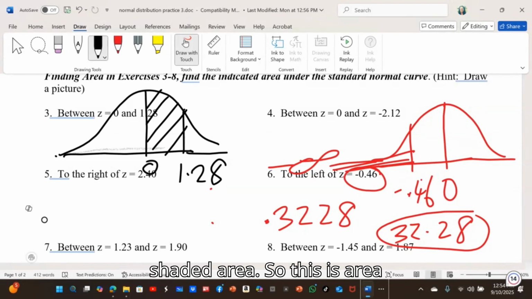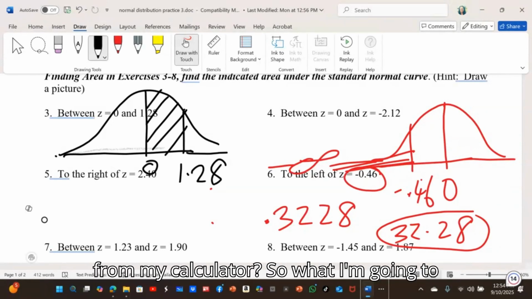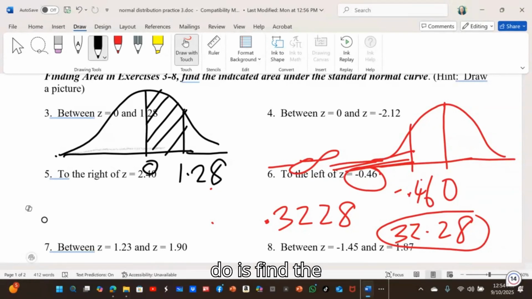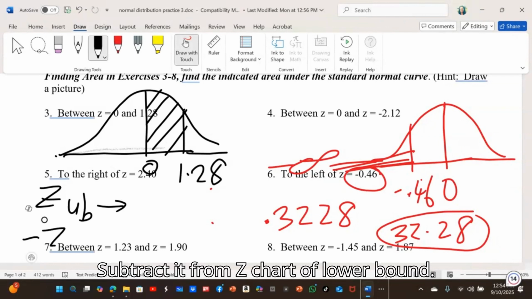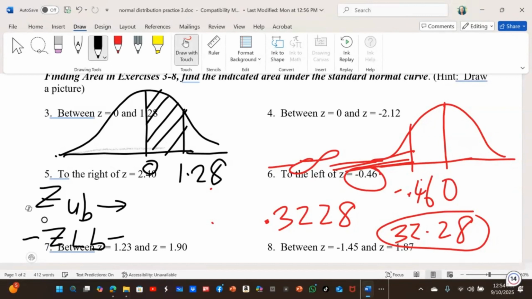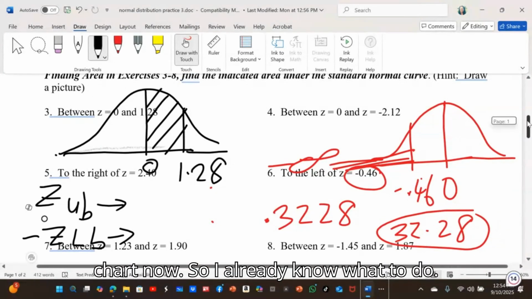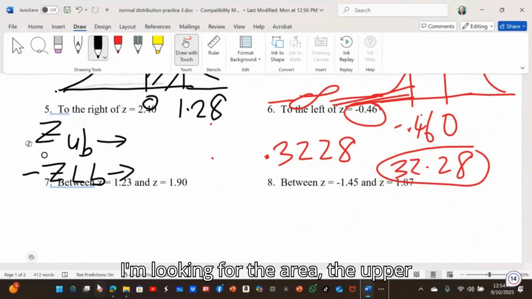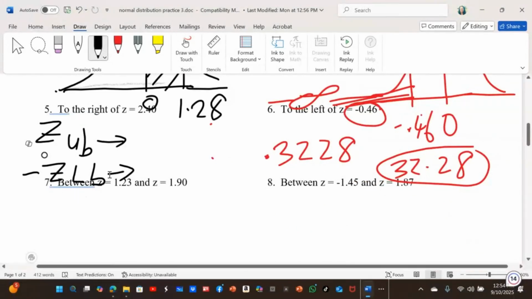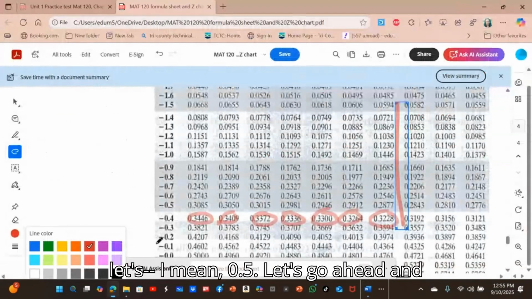Now, how do I find area between using the chart? What I'm going to do is find the z-chart value of the bigger number, the upper bound, and subtract from it the z-chart value of the lower bound. The upper bound is 1.28. So I'm going to pull up my chart now. We already know that the area to the left of the lower bound, 0, is going to be 0.5.